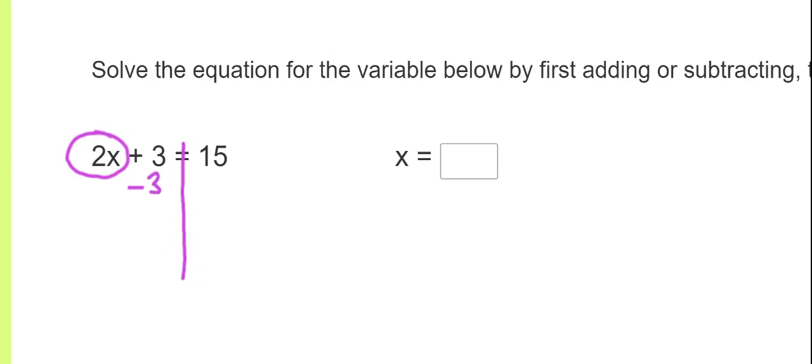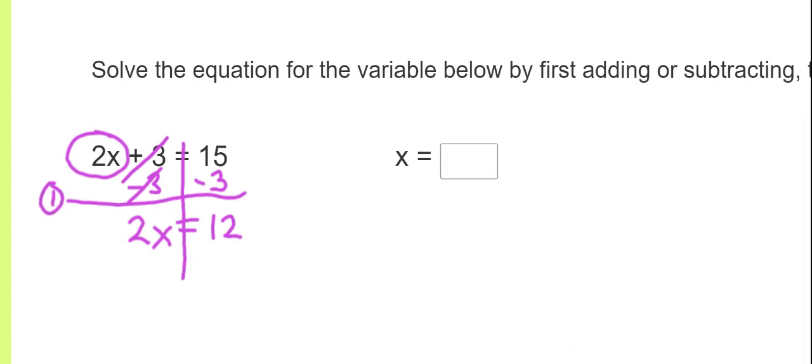When you see adding 3, we're going to inverse and reverse it by subtracting 3 from both sides. So that's going to remove the constant from the left side, and now we're left with the variable term. And then 15 minus 3 gives us 12. So that's the end of step 1, where we're only going to add or subtract to solve. And then we're going to go to step 2, where we multiply or divide.